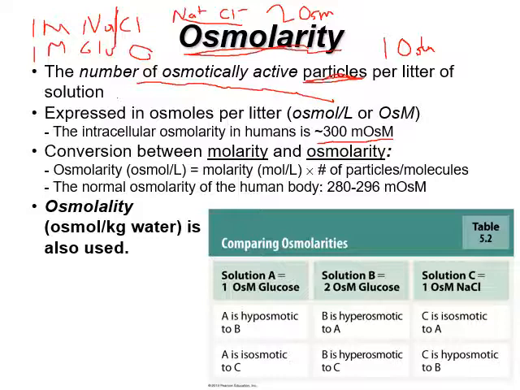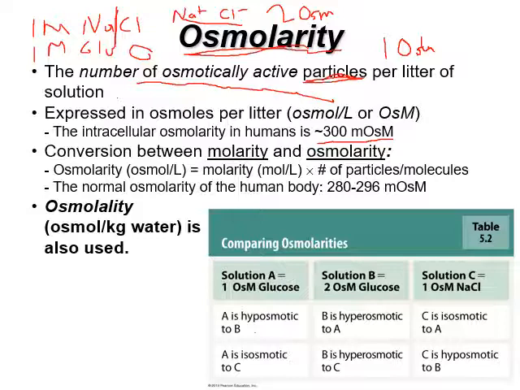If we compared solution A to solution B, which one is lower? 1 osmole is lower than 2 osmoles. So solution A is considered what we call hypoosmotic to B. A and C, 1 osmole and 1 osmole, it is isoosmotic. Iso meaning same or similar. Okay. So if it's below, it's lower in osmolarity, it's hypo. If it's same, it's iso.